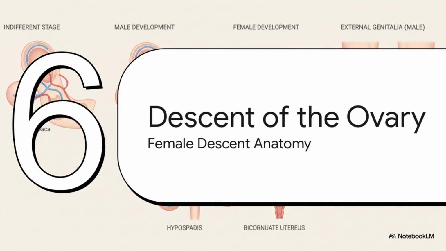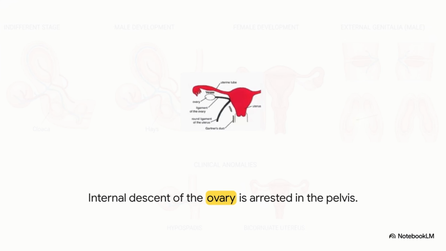All right, let's bring this all full circle in our final section, descent of the ovary. Just like the testes, the ovary originally develops way up high in the abdomen and has to undergo an internal descent to reach the pelvis. But notice the structural difference here. The ovary's descent is actually arrested. It just stops in the pelvis. Why does that happen? It's because the female gubernaculum attaches directly into the side of the developing uterus. So instead of pulling the ovary entirely out of the body, it effectively anchors it right there in the pelvic cavity.